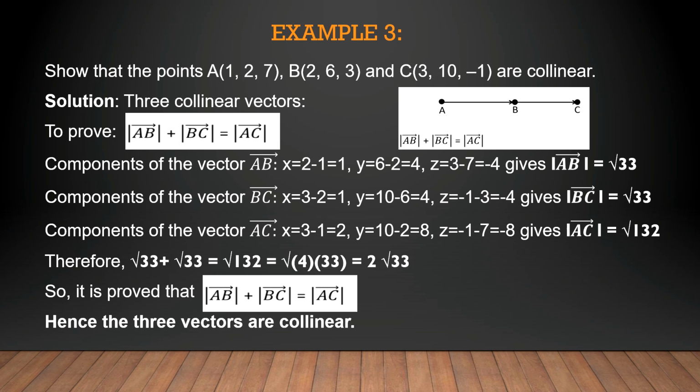So how to find vector AB? AB means it is from A to B. So the x component of vector AB will be the difference of B minus A, 2 minus 1. Similarly, y component 6 minus 2, z component 3 minus 7. Similarly, find the components of vector BC and the components of vector AC. Now it is very clear over here that when you find the magnitude of vector AB plus magnitude of vector BC, it is equal to magnitude of vector AC. Hence the three points are collinear.